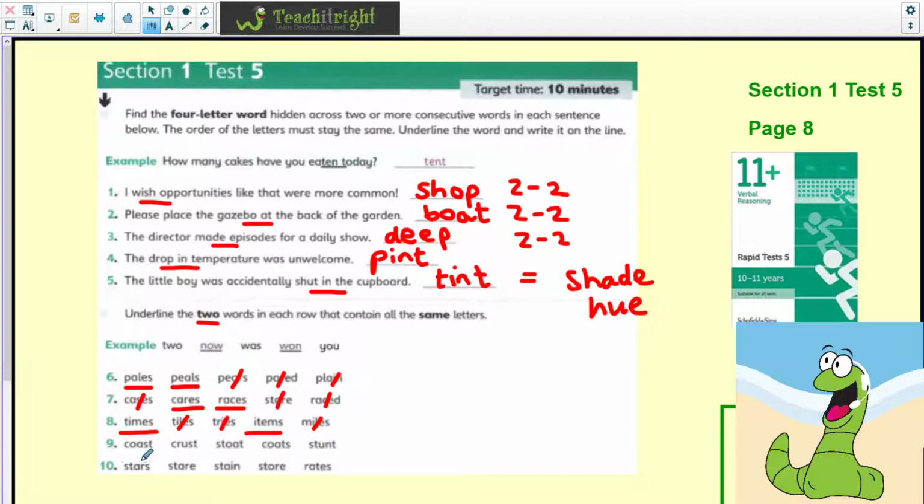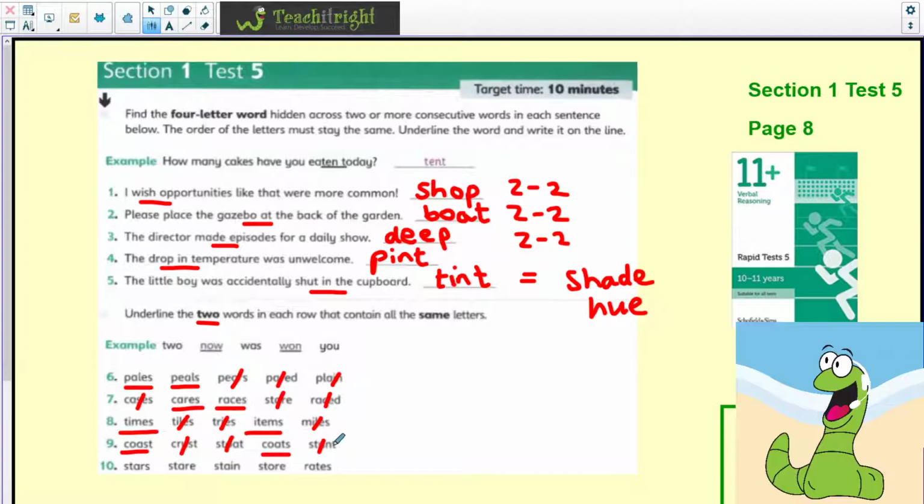9, we've got coast and coats. Just swapping the S and the T over. That's got 2 T's in it, stout. And then we've got CR. There's a U here. I know there's a U there in stump, but there's obviously 2 T's, so we could rule that one out. And we can also rule out cross.